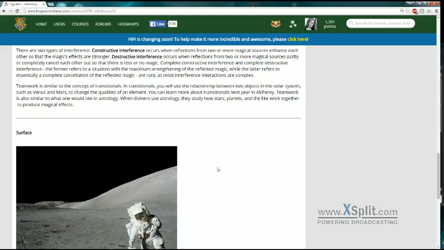Teamwork is similar to the concept of transitionals. In transitionals, you will use the relationship between two objects in the solar system, such as Venus and Mars, to change the qualities of an element. You can learn more about transitionals next year in alchemy. Teamwork is also similar to what one would see in astrology. When diviners use astrology, they study how stars, planets, and the like work together to produce magical effects.